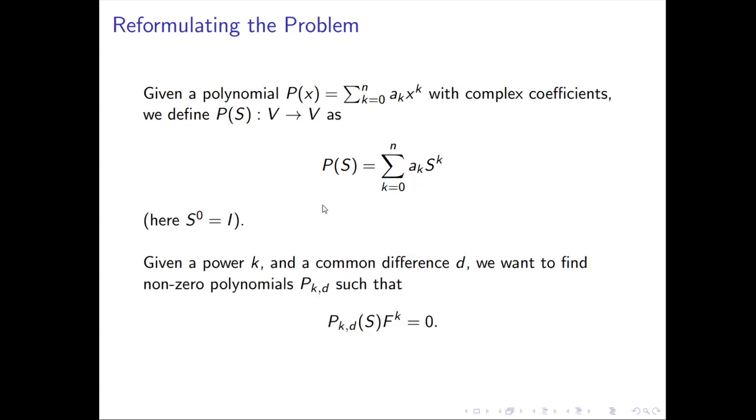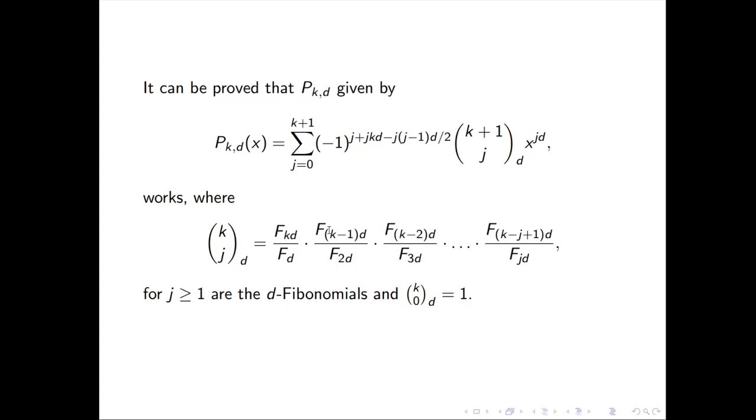So I'm rephrasing the problem by trying to find, given a power k and a common distance between the terms d, a non-zero polynomial p_{k,d} such that p_{k,d} applied to the shift operator gives an operator that, when I apply it to the kth power of f, gives me 0. And in my paper, I prove that you can take this polynomial to be exactly the polynomial that appears right here. This polynomial essentially has an alternating sign over here.